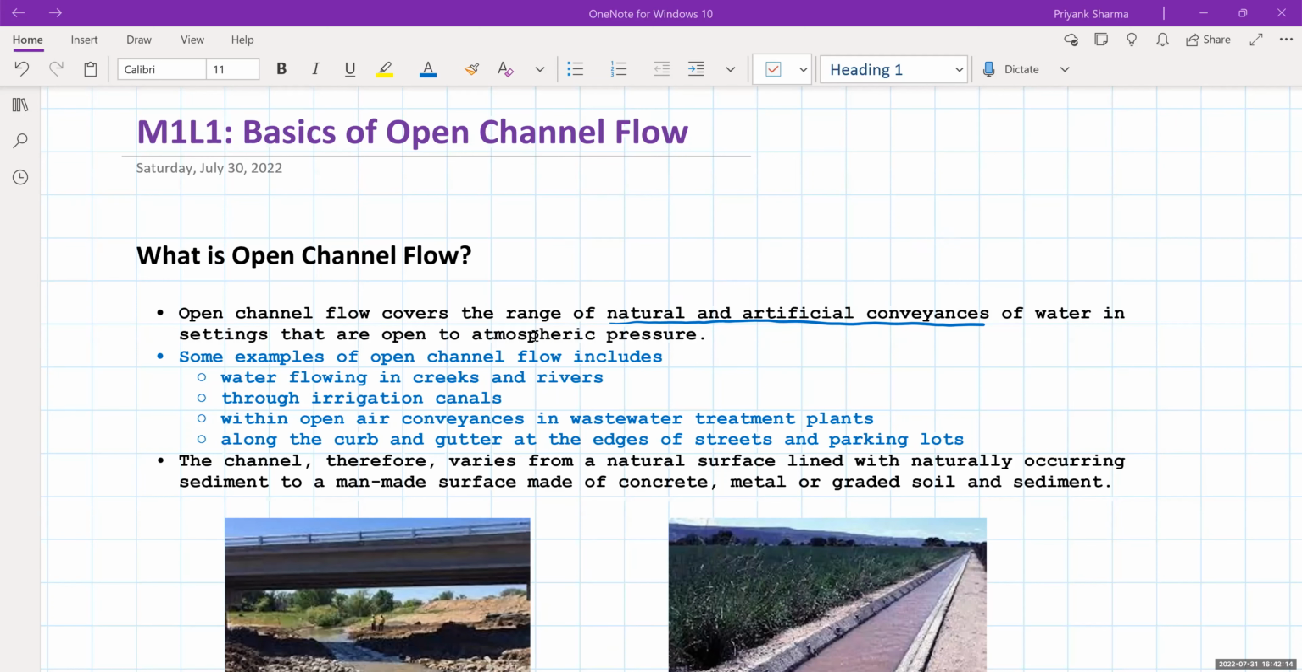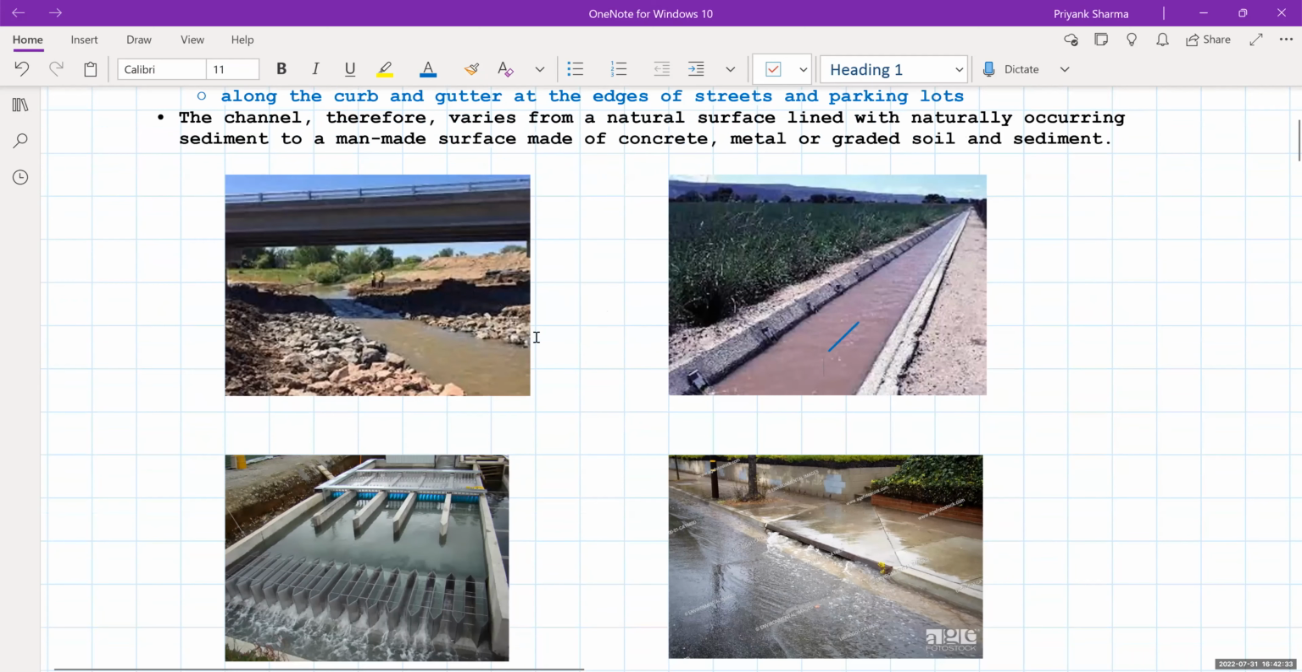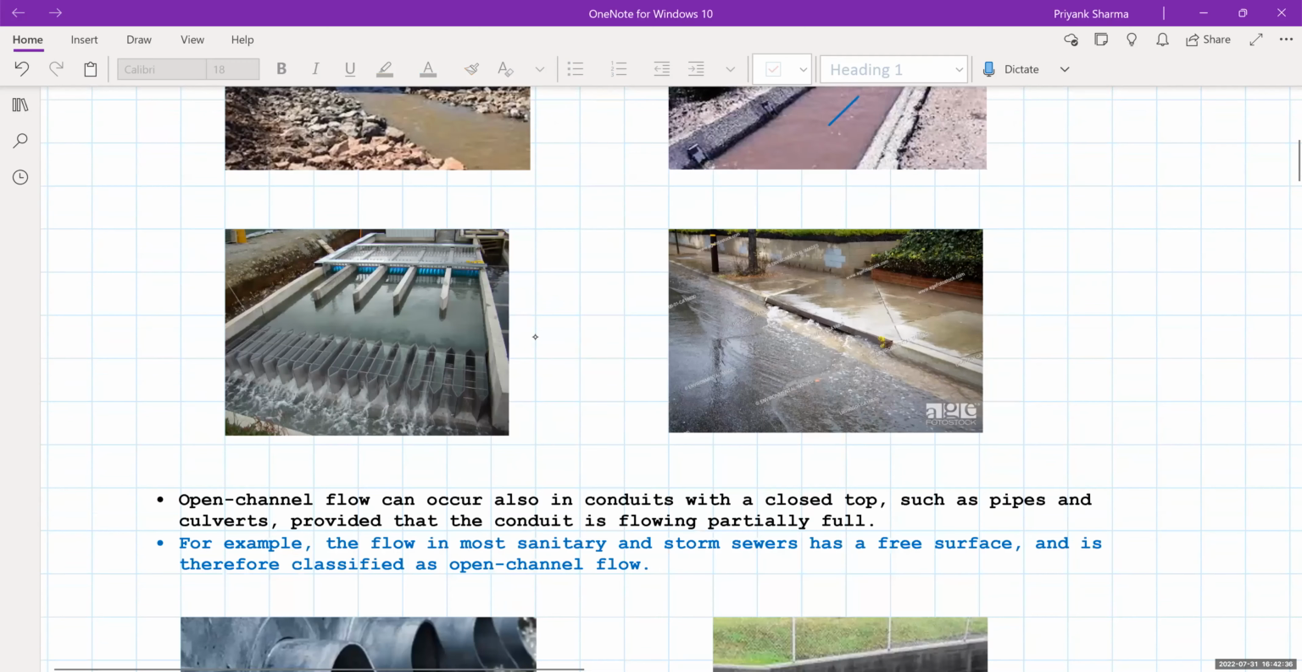Here you can see it is a natural river which is flowing, so the water is flowing under the action of gravity. Here it is a man-made structure which is a canal, and the water is flowing in the canal. And then you have a wastewater treatment plant. Here the waste is separated, and here also you can see that the open channel flows predominate. And finally, this is a road, and on the roadside there are inlet gutters. From here the water enters the inlet gutters, and that is also an open channel flow.